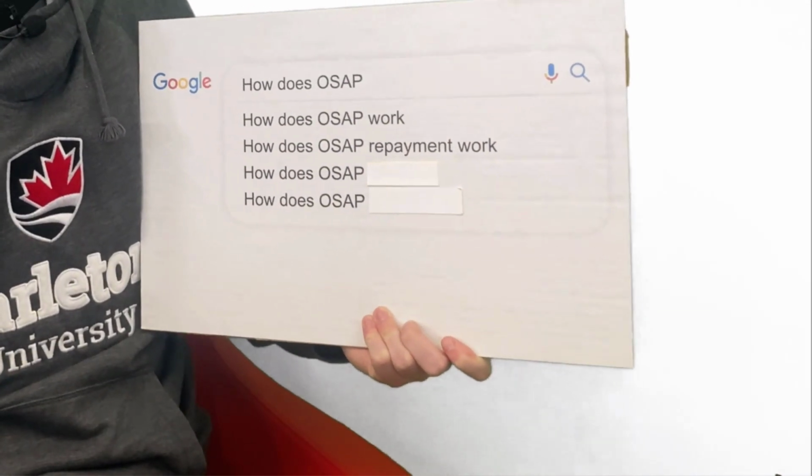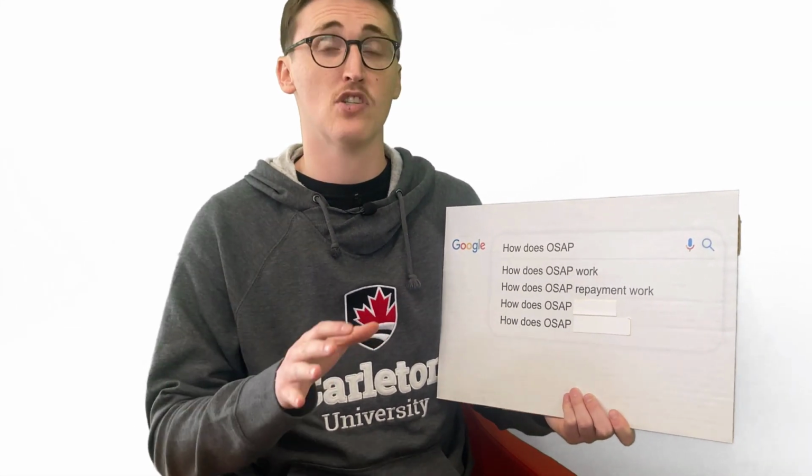How does OSAP repayment work? After you graduate or stop being a full-time student, your loans enter into a 6-month grace period. At the end of this period, the National Student Loan Service Center will contact you about your specific repayment terms. For more information, you can contact the NSLSC directly through their website or by logging into your account.